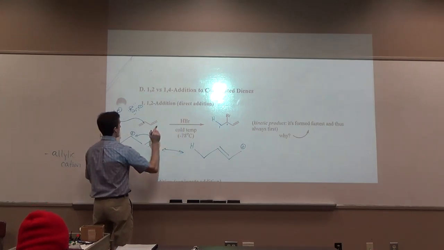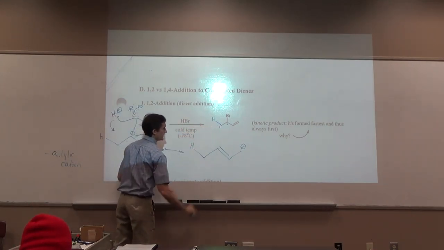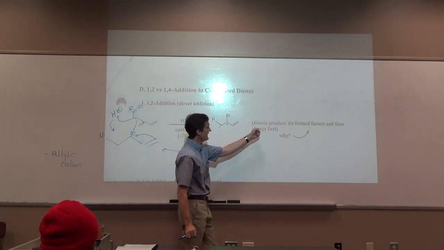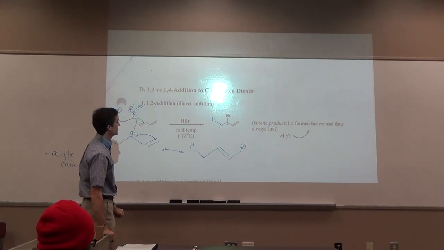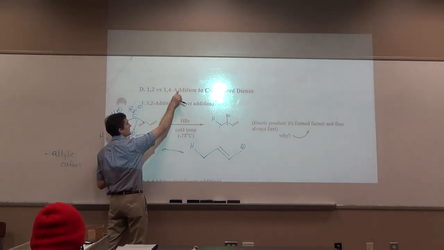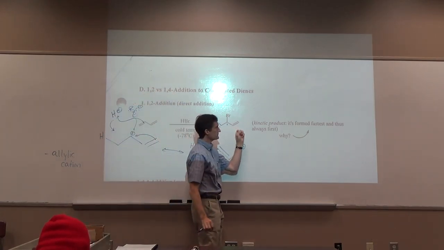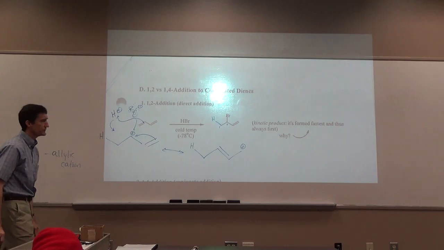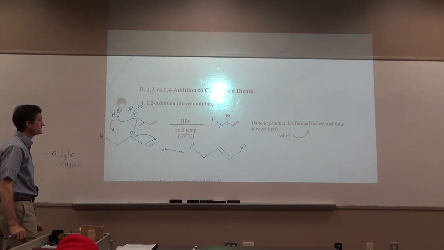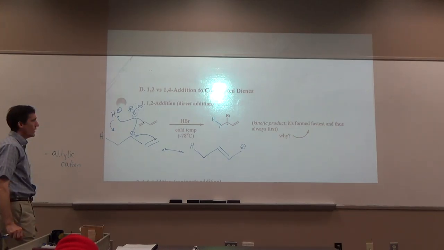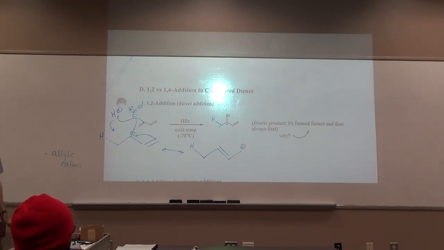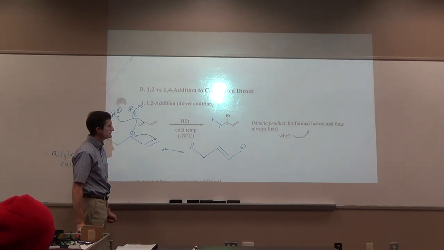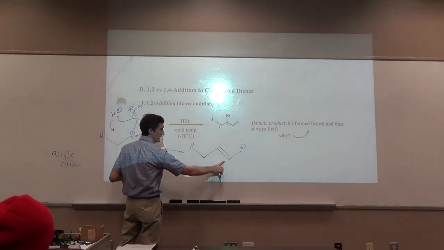Okay, resonance stabilized. To get this product, Br minus attacks the carbocation right there. That gives that product. This is the product you get at cold temperature. This is called the kinetic product. When we get to 1-4 addition, that'll be called the thermodynamic product. The 1-2 is the kinetic product. Kinetic implies rate. This is the product that's formed fastest, and thus it's always formed first. Why is it formed fastest? Maybe we'll wait till we look at 1-4 and then we can compare and answer it more easily, why does this form faster? Of course, the true structure here is the hybrid.